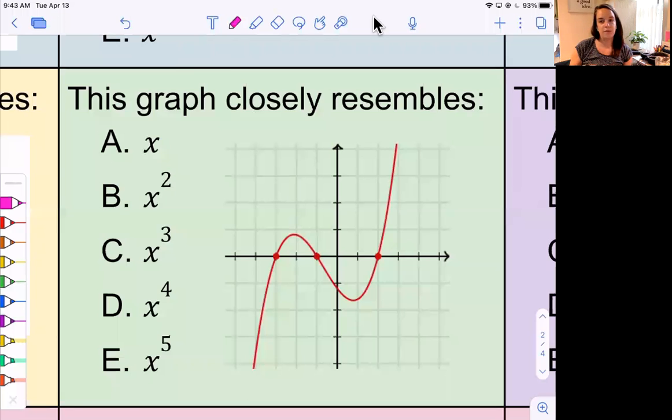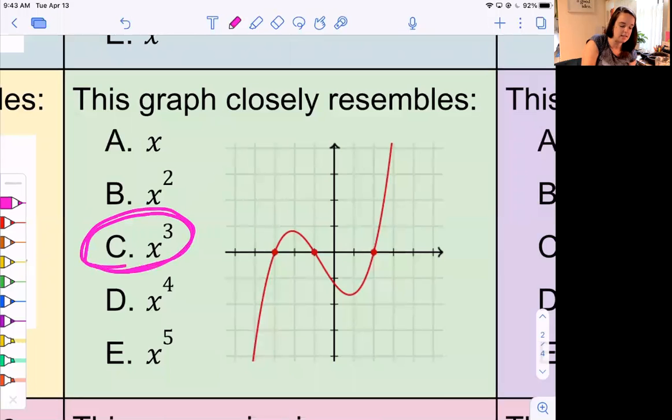You've got 5, 4, 3, 2, get your vote in. 1, get your vote in. 0. Yes, the correct answer is C. You're going up 1, 2, 3. That's how I know that it is a cubic, or you can look at your notes today.